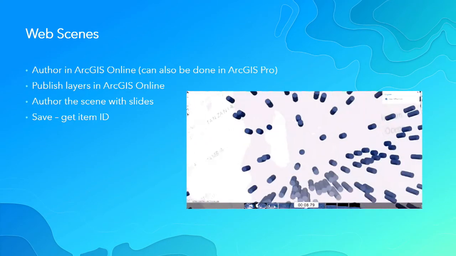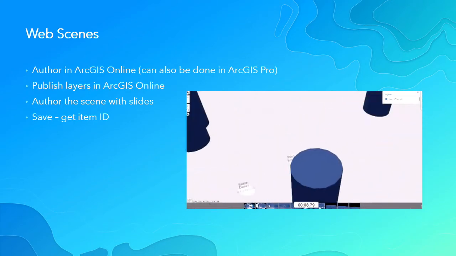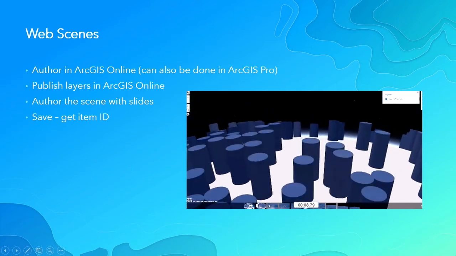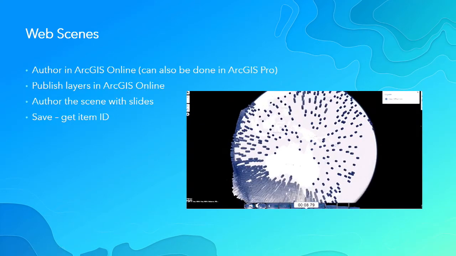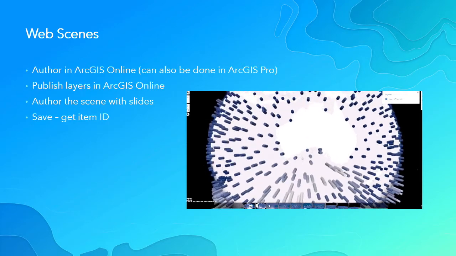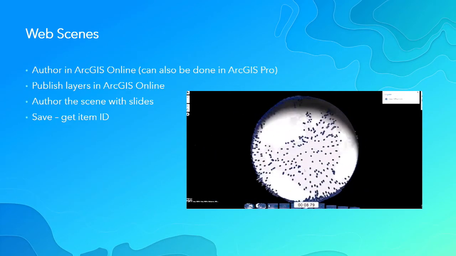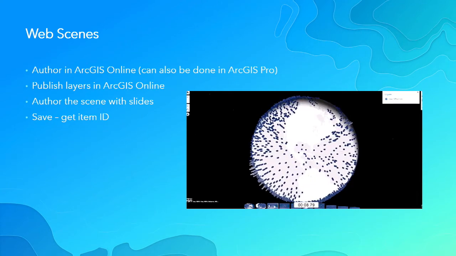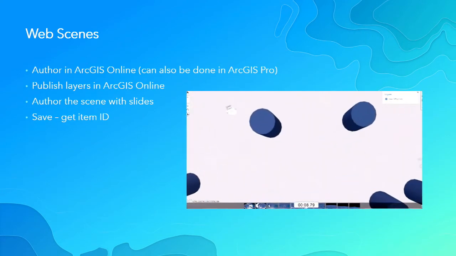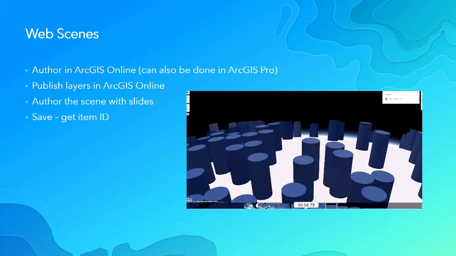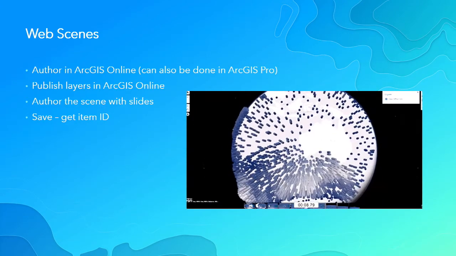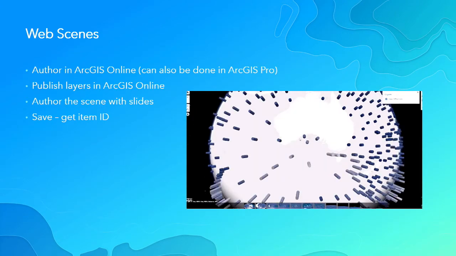And once we create these web scenes, you get an item ID, and that item ID is then leveraged by any of your applications. It could be that you're creating with the JavaScript API, or we'll just leverage that same item ID if you were to use Web App Builder, Story Map, Cascade, or the configurable apps that you can use that support 3D.